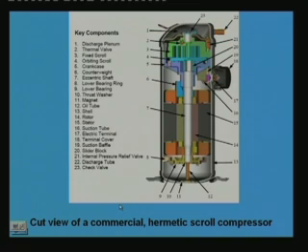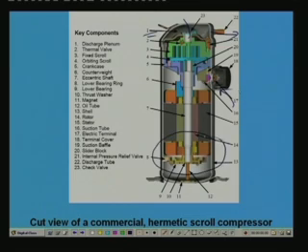This shows the cut view of a commercial hermetic scroll compressor. So, you can see the various key components in this one. Since this is a hermetic type of compressor, the motor is also kept inside the same housing. So, you have the discharge plenum here, as I explained. Discharge takes place through this, okay, and suction takes place in this manner, okay, and you have the motor here, and the scrolls are kept here, fixed and orbiting scrolls, and various other components.